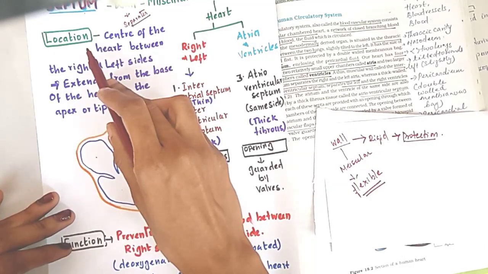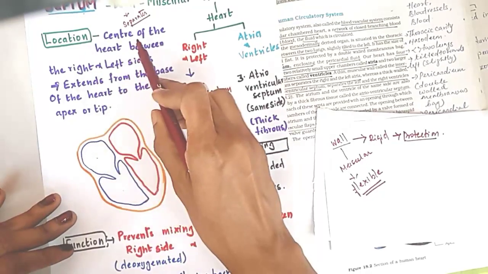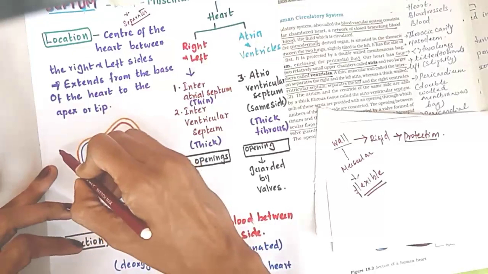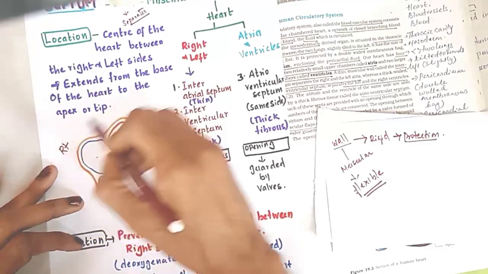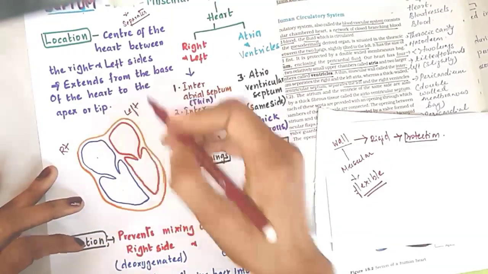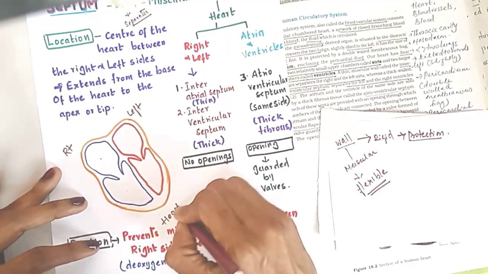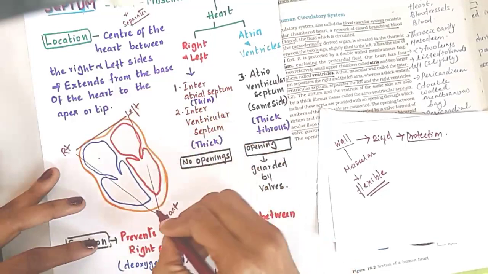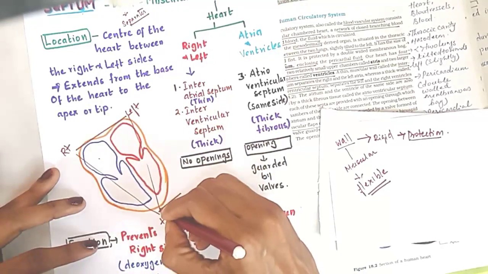So where is the septum located in the heart? It is present in the center of the heart between the right and left sides. First, let me mark the sides of the heart. This is the right side and this is the left side of the heart. This is the diagram of the heart. The shape of the heart will be like an inverted triangle. Okay. This is the pointing end of the triangle.